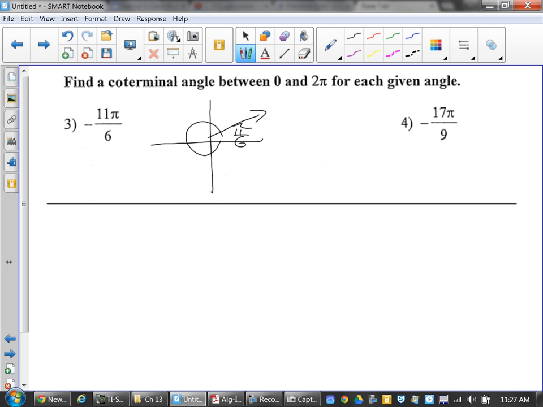Same idea, negative 17 pi over 9. It's almost 18 pi over 9, so it's almost 2 pi again. You spin that around, and you're left with pi over 9. Now, obviously, pi over 9 is not on our circle. But it's not asking us to do that, is it? I had people ask me earlier, how am I supposed to find pi over 9 on that? All I have to do is just find the angle, and that's all it is.